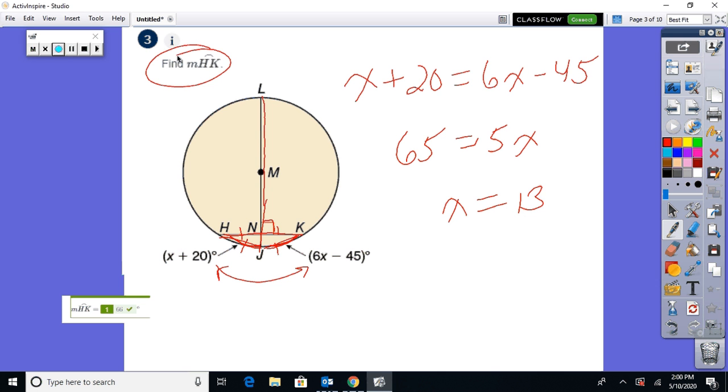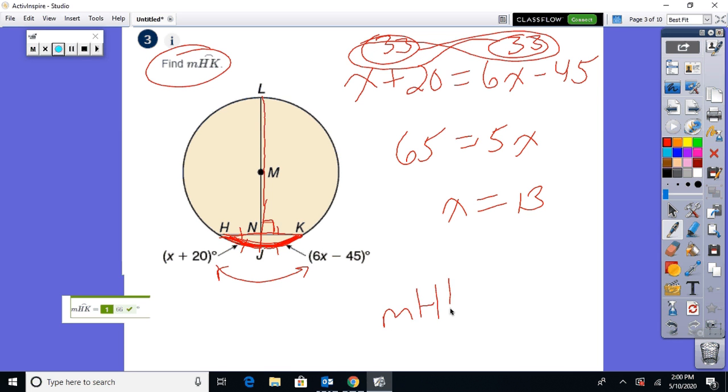What do they want though? They want the measure of arc HK, so I want to go the whole way here from H to K. So I'll plug it back in. When I plug it in, I better get the same thing, right? 33 on this side, 33 on this side. Add them together, so the measure of arc HK would be 66 degrees.